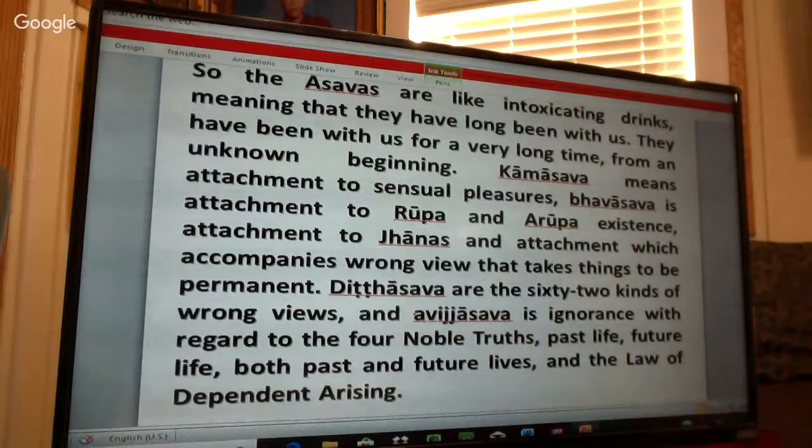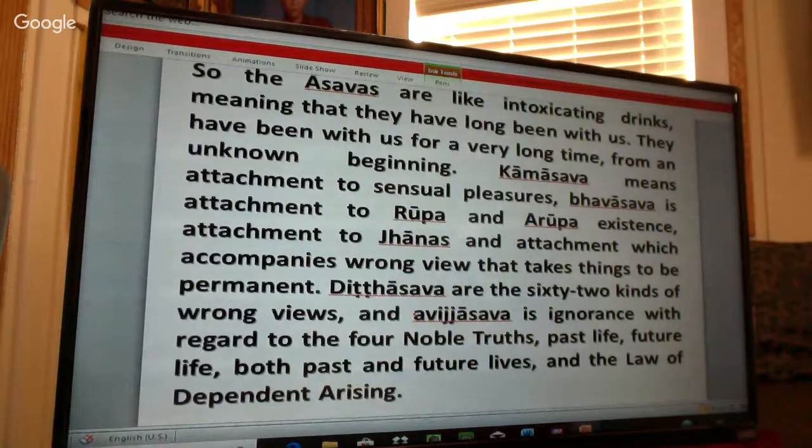And then avijjasava. Avijjasava is moha, ignorance with regard to the Four Noble Truths. We don't understand the truth of suffering. We don't realize the origin of suffering. We don't know the cessation of suffering. And we don't know the way leading to the end of suffering. That's why we go round and round in samsara, the round of rebirth, reborn again and again, because we don't realize the Four Noble Truths. So this is moha, avijja, avijjasava.